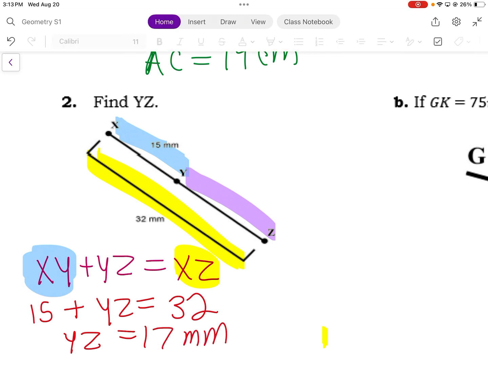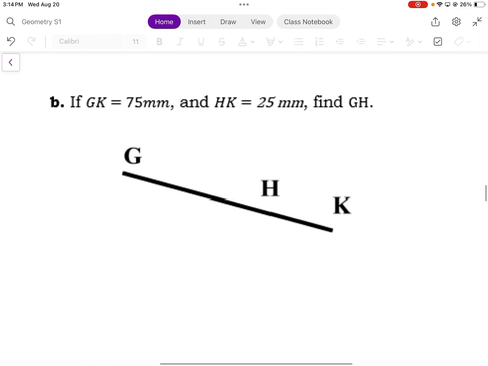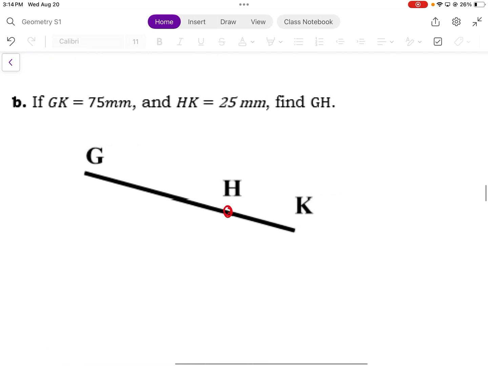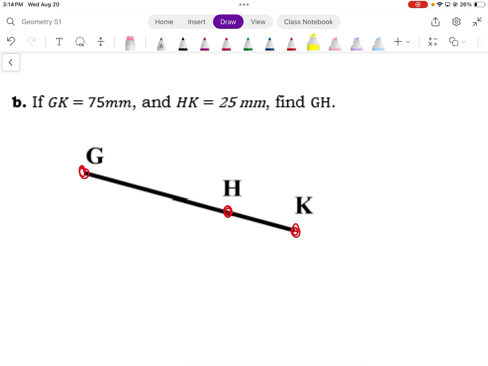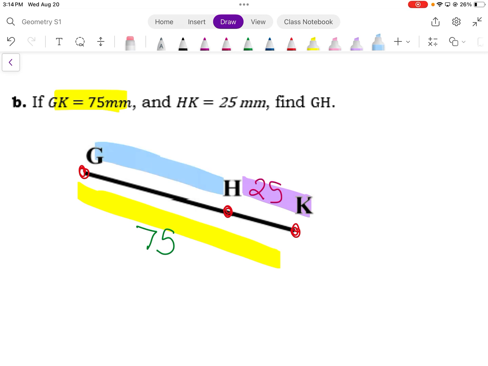All right, perfect. Now we're going to try out B. Again, we're labeling each of the sections and seeing what's going on. GK is 75. I want to make sure I know what I'm talking about. And then HK is this portion, which is 25. Am I adding or subtracting to find out what GH is? Well, I have the entire portion, which is 75.